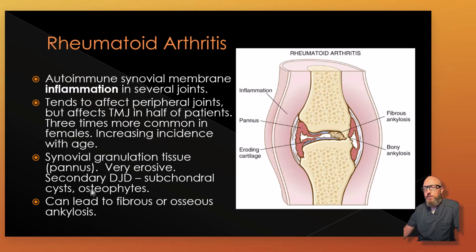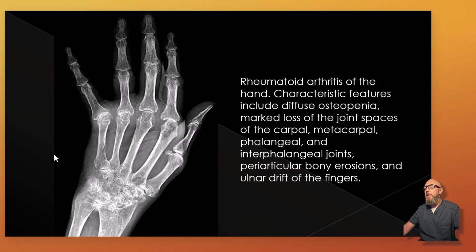And this can be so severe in some cases that it leads to ankylosis, whether fibrous or osseous ankylosis, and we'll show you that in a minute here. One of the classic signs is the outward bowing, or the ulnar drift, of the fingers toward the ulnar bone. Maybe hard to appreciate that here. We're not used to looking at hand radiographs, but there is some osteopenia against the joint surfaces in the hand. Like I said, it typically starts in these peripheral joints first.